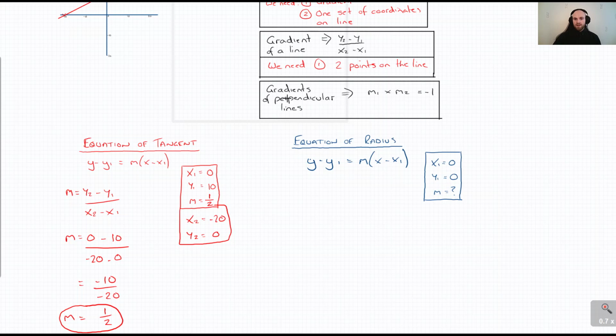But we can use this here. We have the gradients of perpendicular lines, so we have the tangent and the radius, they are perpendicular. And we're going to use this formula. The gradient of the tangent multiplied by the gradient of the radius is going to equal minus 1. So I'm just going to put that there. We're going to have m1 multiplied by m2 equals minus 1. Well, we know the gradient from the tangent for this m1. It is going to be a half. So it's going to be a half multiplied by m2 equals minus 1. And that is going to give us a gradient of minus 2.